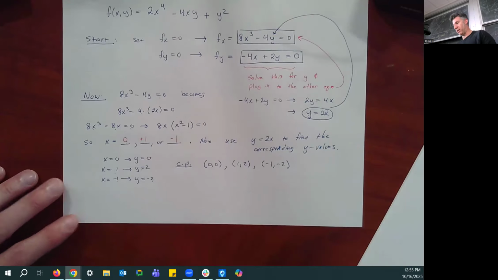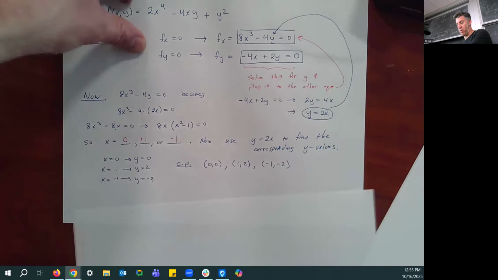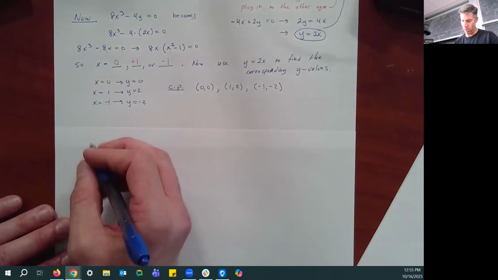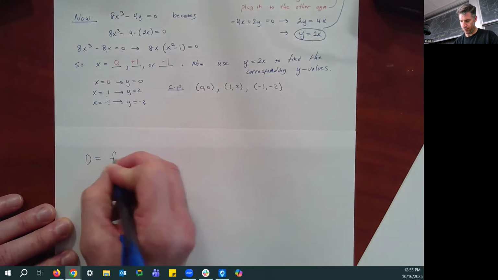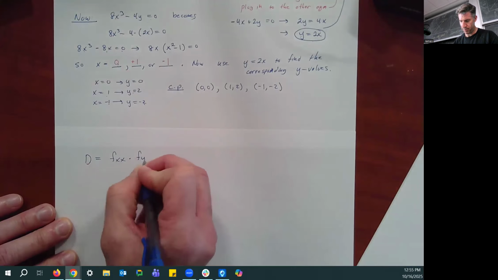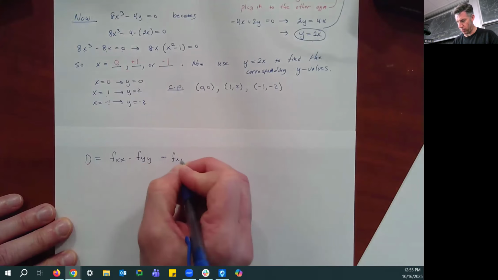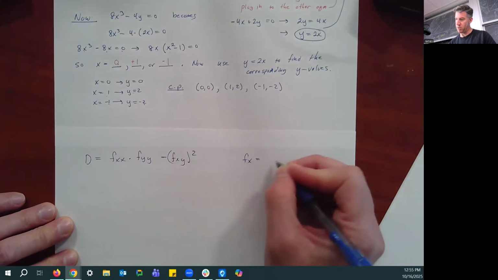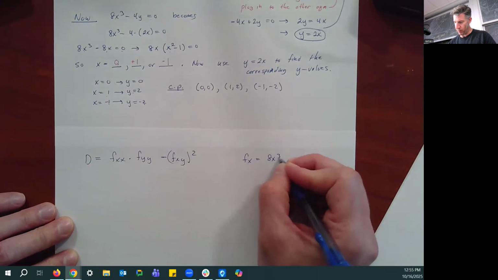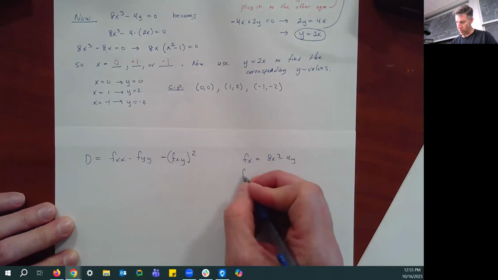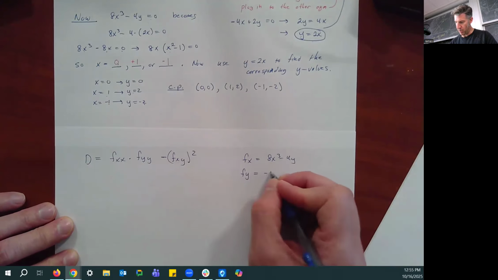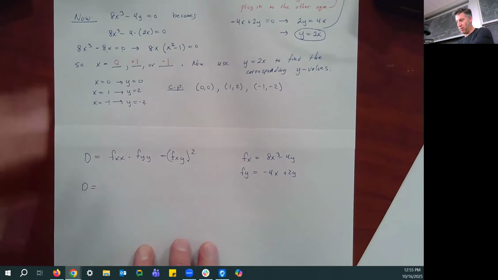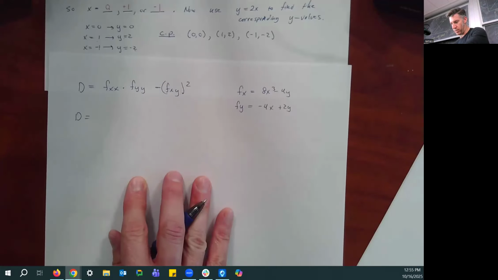Okay, let's do the other part of this, which is testing to see what we've got. So let's calculate capital D. And I do think you all should do this on your own. I'll remind you that we've already found that the first partial with respect to x is 8x cubed minus 4y, and my first partial with respect to y is negative 4x plus 2y. So go ahead and write out your capital D and then test all three critical points.